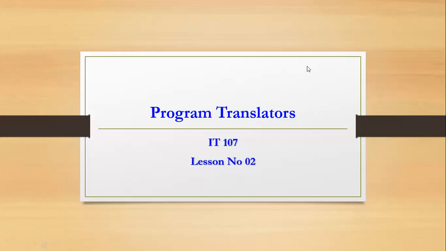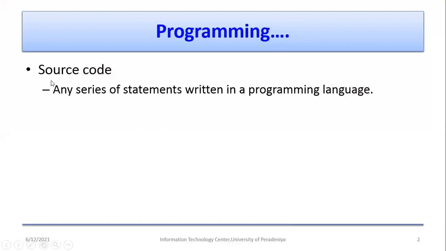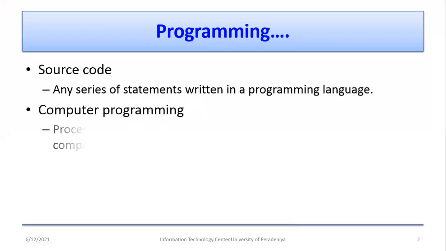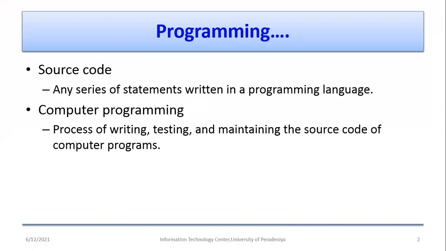So in here, I'm going to discuss the program translators. This is a continuation of lesson number one. First one is source code. Source code means the series of statements which are written in a programming language. And computer programming means the process of writing, testing the program, and maintaining the source code of the computer programs.